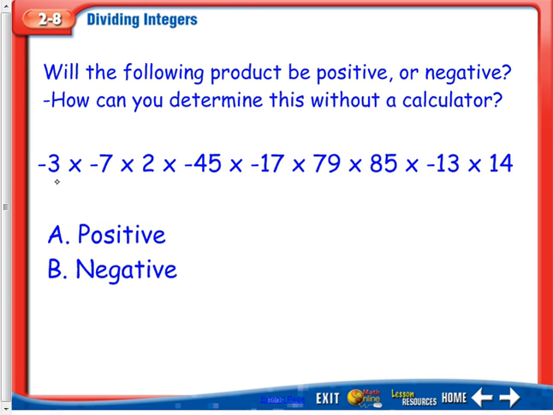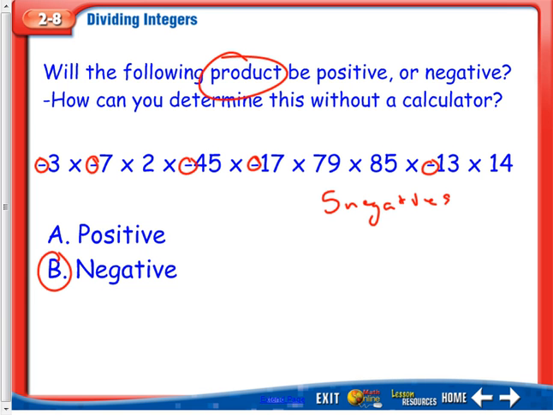Well, let's just count our negatives. So we have negative 1, that's 1, that's 2, that's 3, that's 4, and that's 5. That's an odd number. There are 5 negatives. So therefore, our answer, my product, will be negative. Product means to multiply.